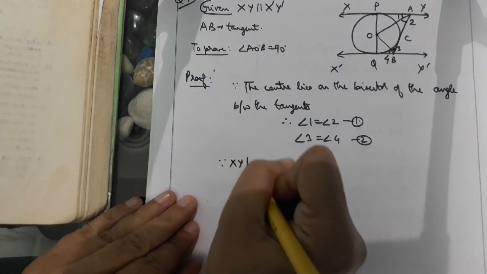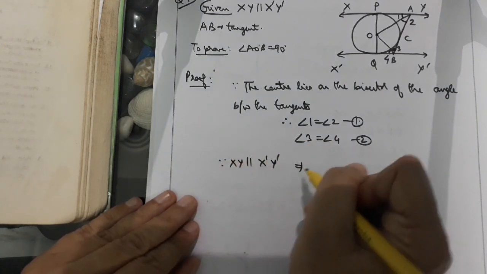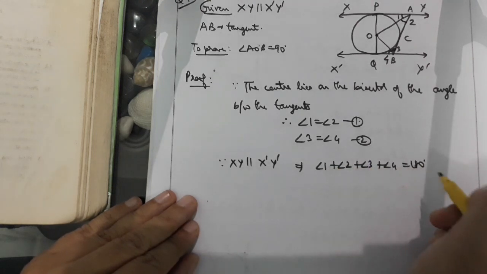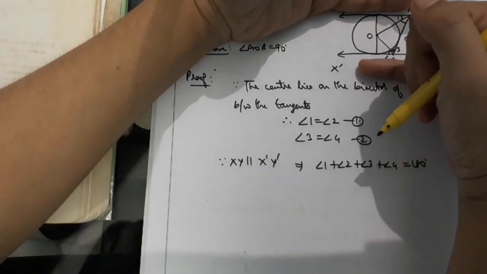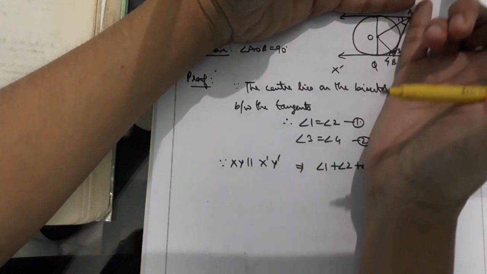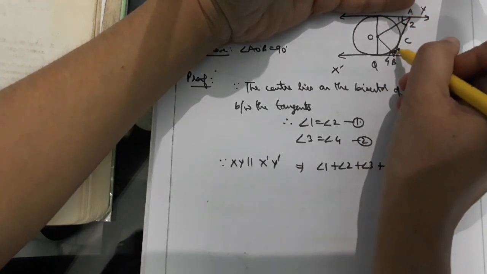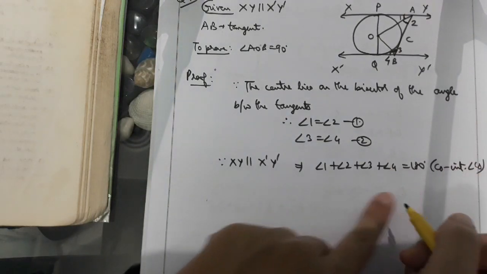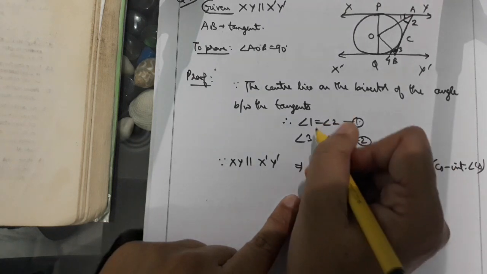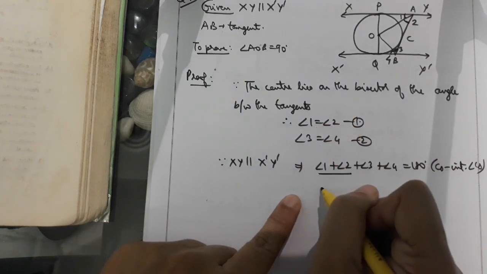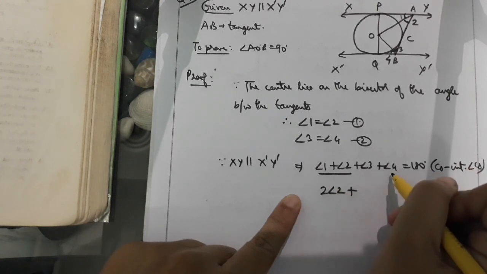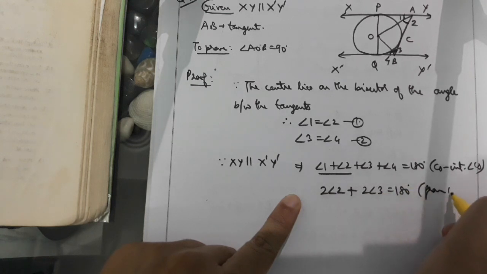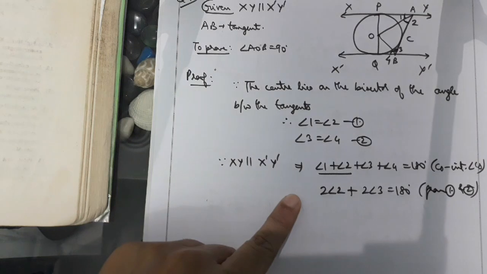Now since XY is parallel to X'Y', this implies that angle 1 plus angle 2 plus angle 3 plus angle 4 is equal to 180 degrees. These are the two parallel lines and this is the transversal. So we know that the sum of these angles would be 180 degrees because they are co-interior angles. So from here we obtain, since angle 1 is equal to angle 2, we can write it as twice angle 2, and angle 3 is equal to angle 4, so we can write it as twice angle 3. This is what we obtain from equations 1 and 2.